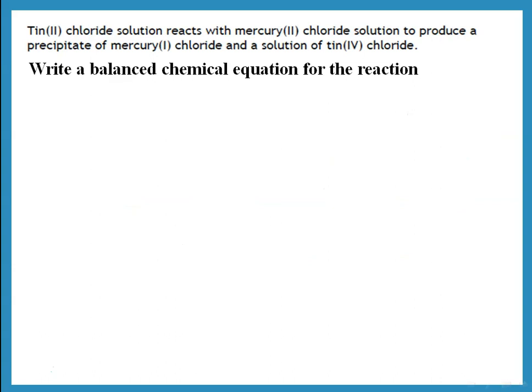Now, he's giving you a reaction. He's saying write a balanced chemical equation for the reaction. What is he talking about? Tin 2 chloride. Remember that the 2 here indicates that the valency of the tin is 2, and that goes under the chlorine. So you have an equation that looks like this. The tin 2 chloride plus mercury 2 chloride to produce mercury 1 chloride and tin 4 chloride, and then you have to balance.